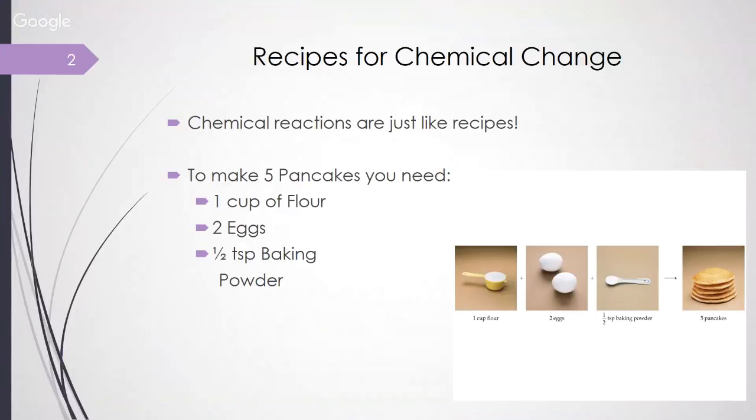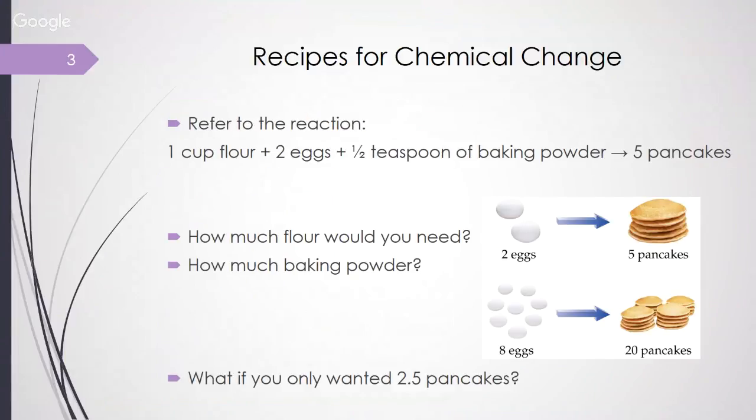For example, if you wanted to make 5 pancakes, a recipe you might follow would be that you need 1 cup of flour, 2 eggs, and 1/2 teaspoon of baking powder. So what does this recipe tell us? If I mix all of these things together, I can get 5 pancakes.